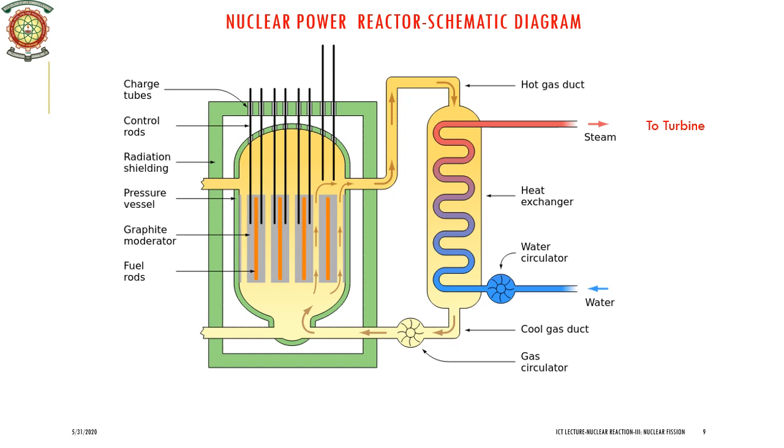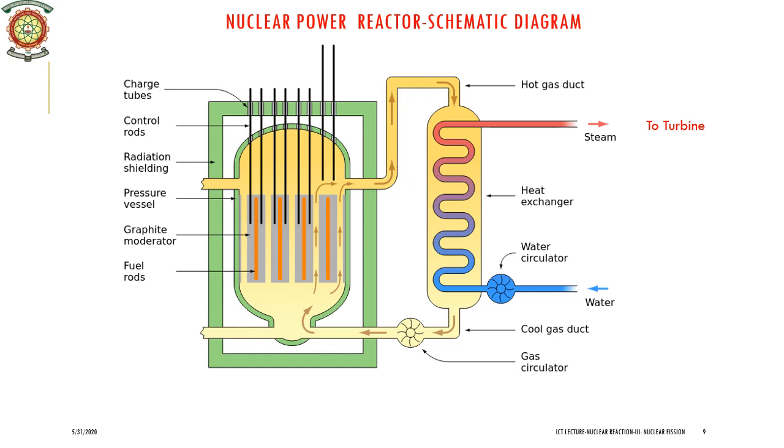What is not indicated in this diagram is the turbine which converts the steam coming out of a reactor to electricity. The turbine is a separate unit which is housed outside the reactor main building where the reactor is housed. Now there are a couple of other parts which I would like to explain.